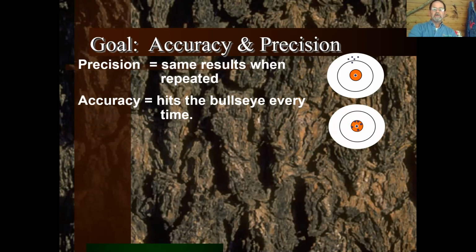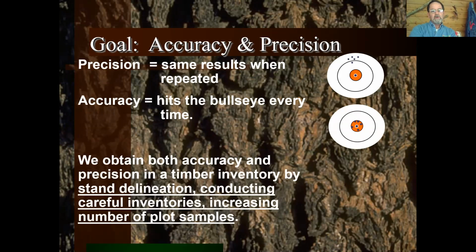You're wondering, what does this have to do with timber inventory? Well, it has a lot to do with it, because we obtain both accuracy and precision in timber inventories by doing a number of things and by doing it right. We first delineate our stand. We've gone through that. We want to have uniform stands. Then we conduct the inventory, but important to this is that we conduct it carefully, not rapidly and carelessly. We take measurements accurately, both diameter at breast height and log height. Of course, we want to know the species and grade and so forth. And then we also achieve both accuracy and precision by increasing the number of sample plots.